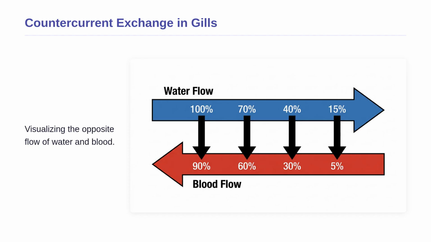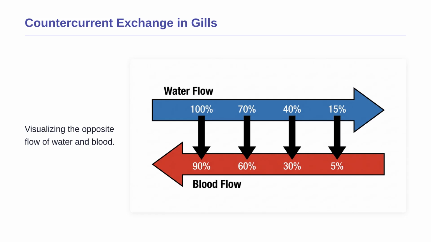Having calculated that incredible 80% efficiency, let us look at the mechanism that makes it happen. This diagram illustrates the counter-current exchange system. Notice the large blue arrow at the top, representing water flowing to the right, starting at 100% oxygen and dropping as it goes. Below it, the red arrow represents blood flowing in the exact opposite direction, to the left.